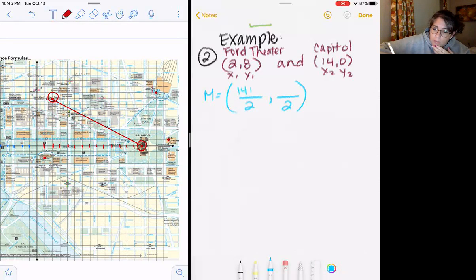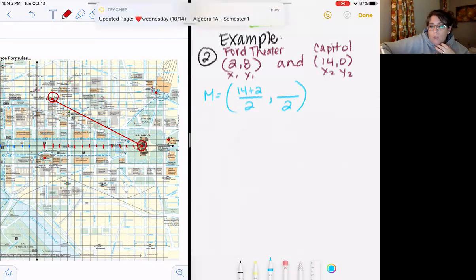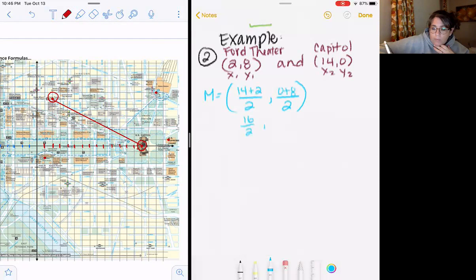So 14 plus 2. You're finding the average, so you add them up and divide by 2. And same with the Y's, 0 plus 8 divided by 2. So it's going to be 16 divided by 2 and 8 divided by 2.